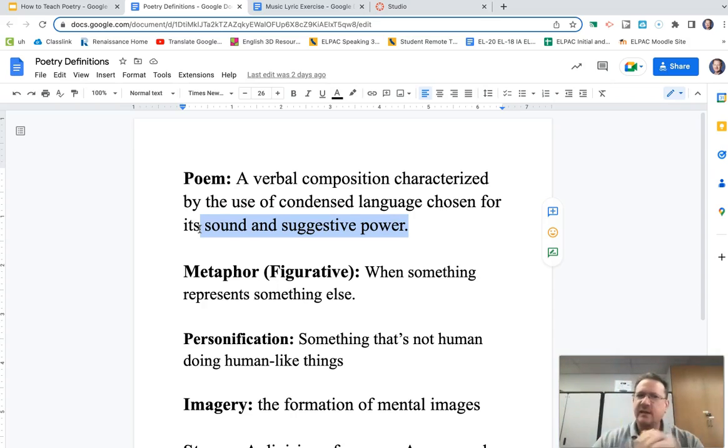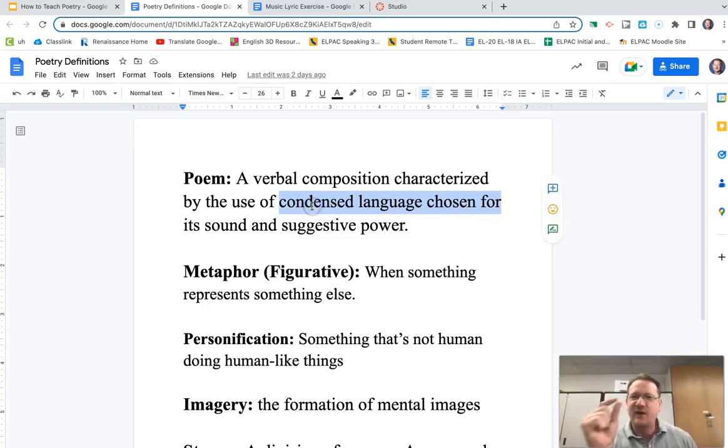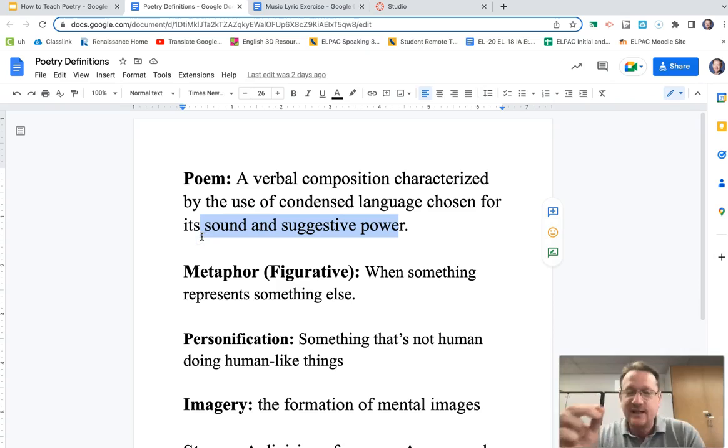And I'm like, okay, let's look at the definition of a poem. A verbal composition, right? Someone yelling at someone else. Characterized by the use of condensed language, right? They're not like, let me tell you why I don't like you, blah, blah, blah. No, it's condensed language, very few words chosen for their sound and suggestive power. Sometimes those words are intended to harm, oftentimes when they're yelling. And so next time you see people yelling at each other and cussing each other out, just kick back, grab some popcorn, and just watch the poetry, right?